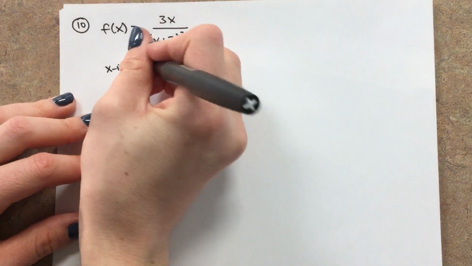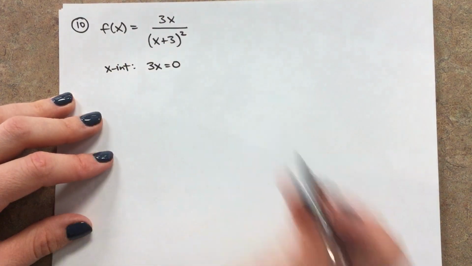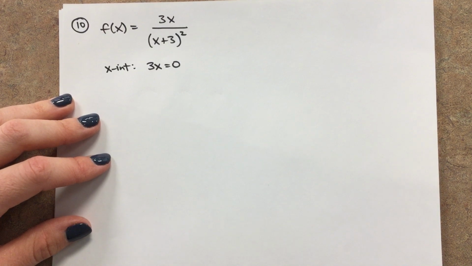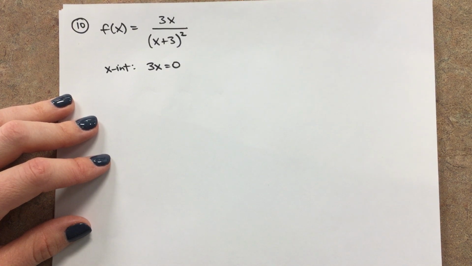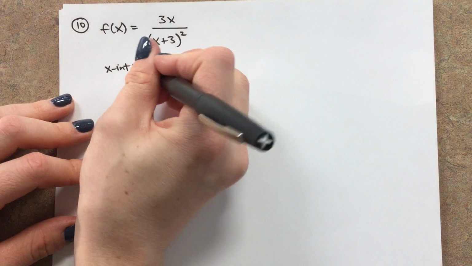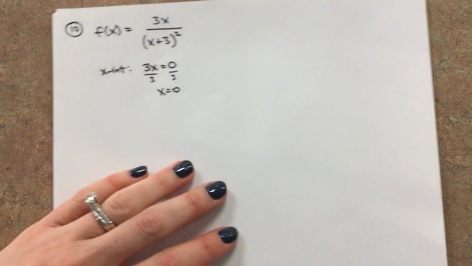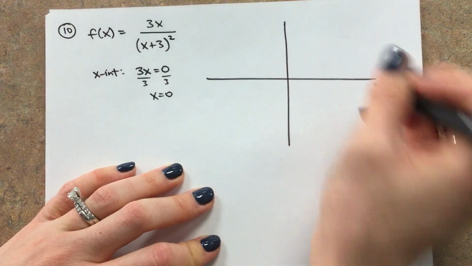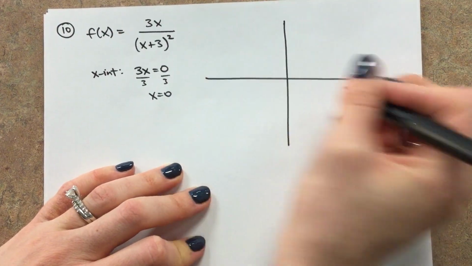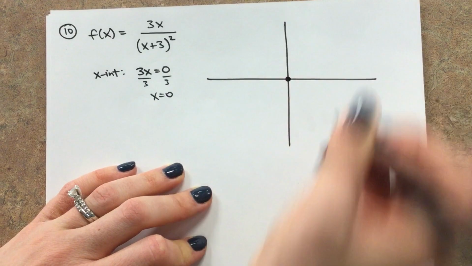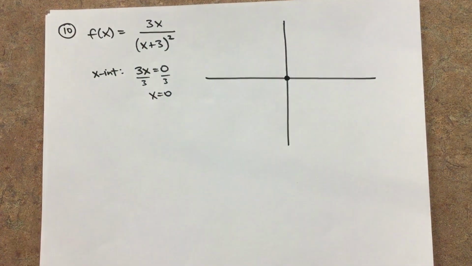So for the x-intercept, you take whatever expression is in the numerator and you set that equal to 0. So that, if I just divide both sides by 3, then I just get 0. So I get x equals 0 as my x-intercept, so I'm going to start putting things together over here. So along my x-axis, the point that it crosses through is at 0. So that's just right at the origin.